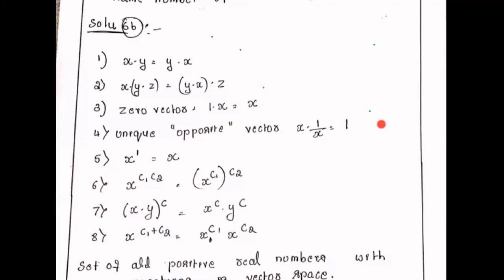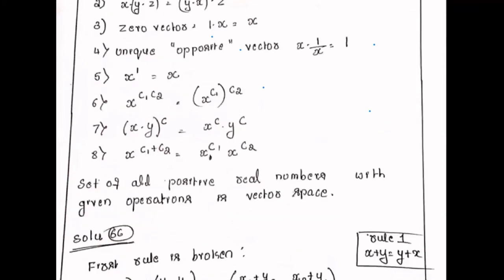Yes, sir. So 1 by x exists in the real numbers, for any number you consider in the real numbers. So it becomes this condition. Then we should consider that with respect to multiplication, it should always be 1, and with respect to addition, it should be 0.